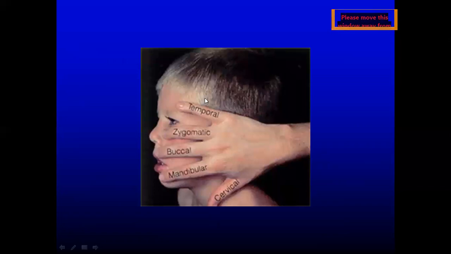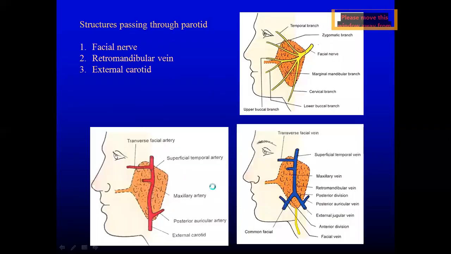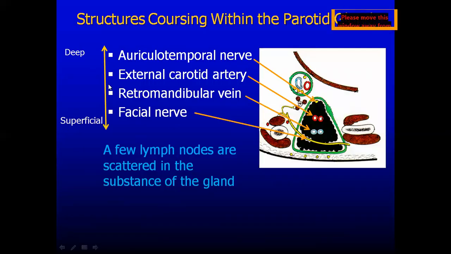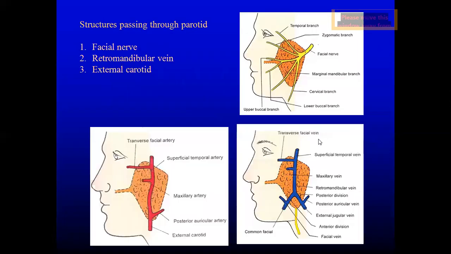This picture I have shown you when we were doing the skull bone norma lateralis also. Corresponding to the names of bones, the terminal branches of facial nerve have been named temporal, zygomatic, buccal, mandibular and cervical. Okay. So that is, now you can see the structures coursing within the parotid gland. We have auriculotemporal nerve, we have external carotid artery, we have retromandibular vein and this is completely facial nerve. Few lymph nodes also may be scattered within the substance of the gland.